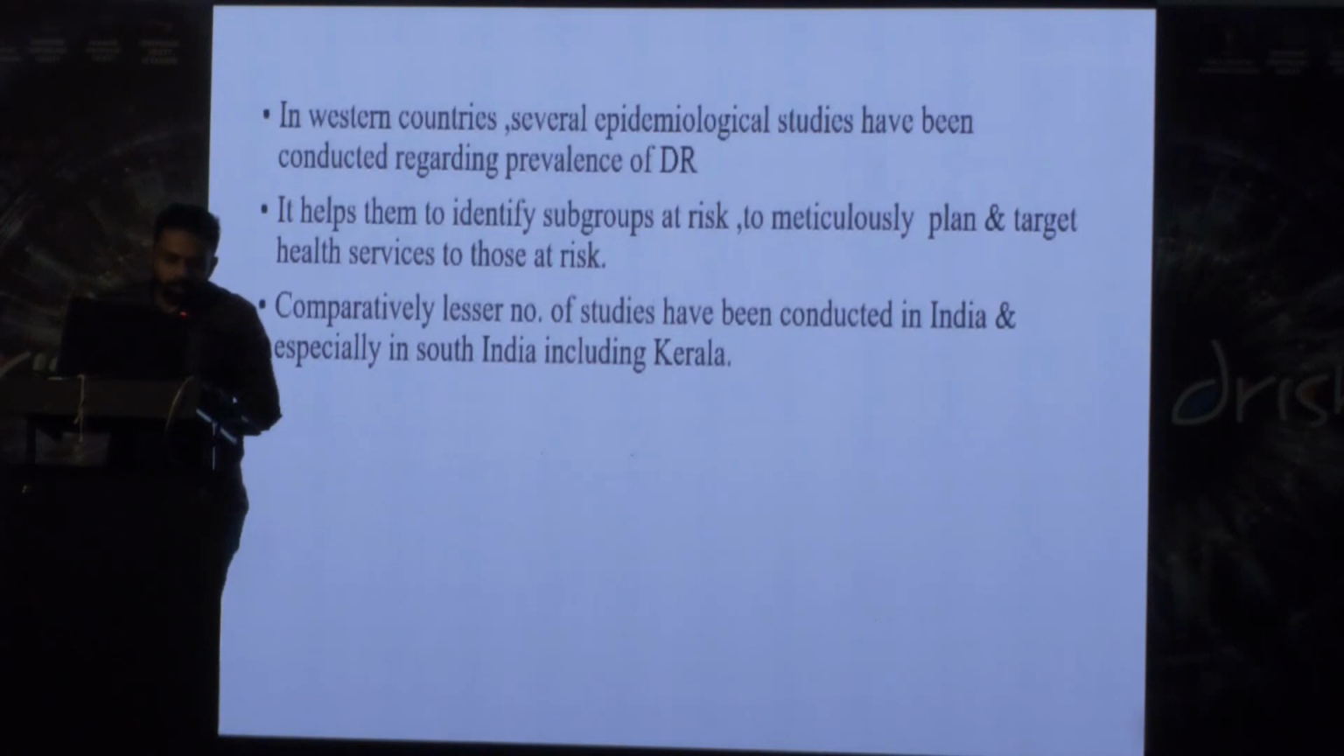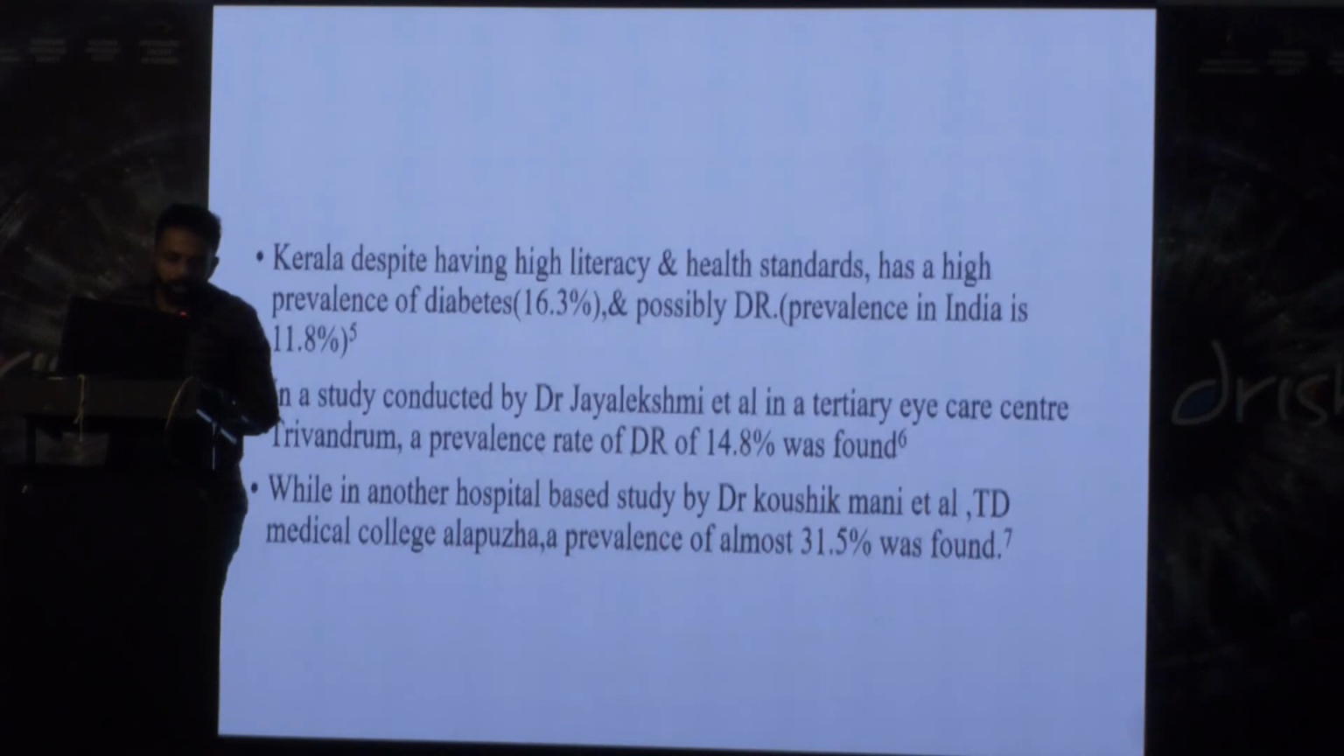In Western countries, several epidemiological studies have been conducted regarding prevalence of diabetic retinopathy. It helps them to identify subgroups at risk, to meticulously plan and target health services to those at risk. Comparatively fewer studies have been conducted in India and especially in South India, including Kerala. Kerala, despite having high literacy and health standards, has a high prevalence of diabetes and possibly diabetic retinopathy. In a study conducted by Dr. Jalakshmi et al.